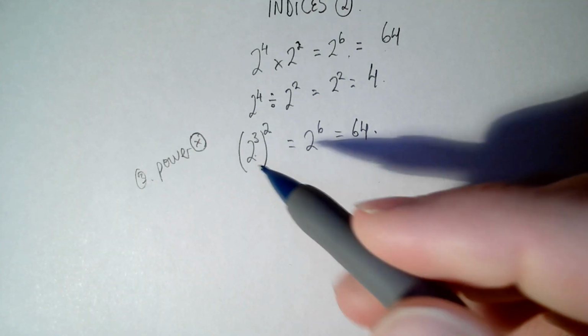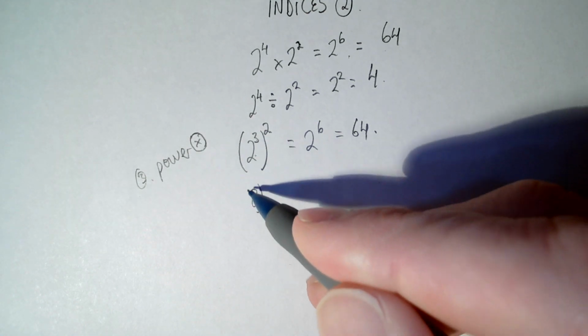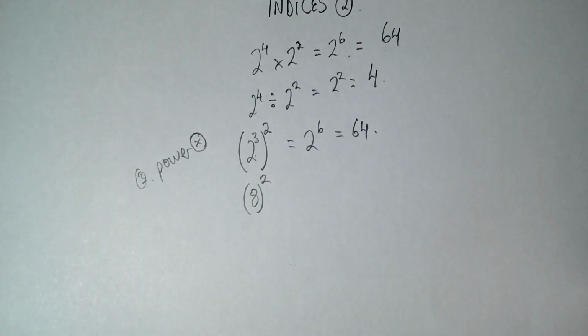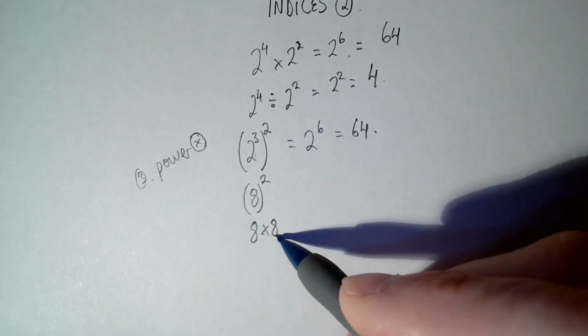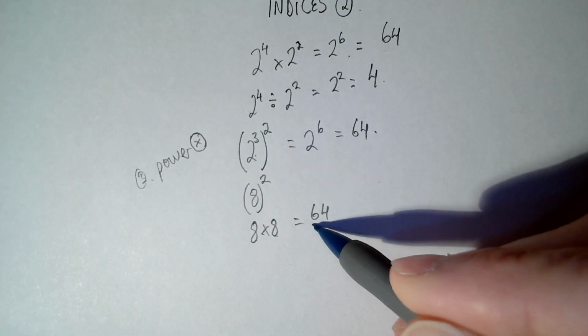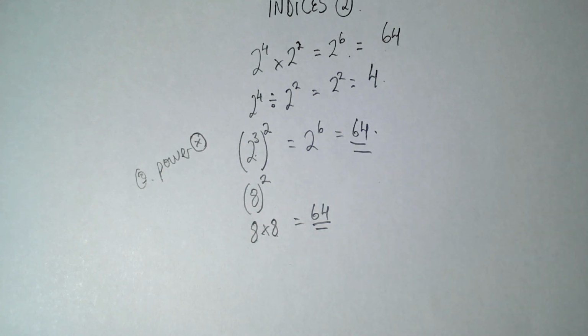So how does that work? Well, we know that 2 to the power of 3 is 8. 2 times 2 is 4, and 2 4s are 8. And 8 raised to the power of 2 is 8 times 8. And 8 times 8 is 64.